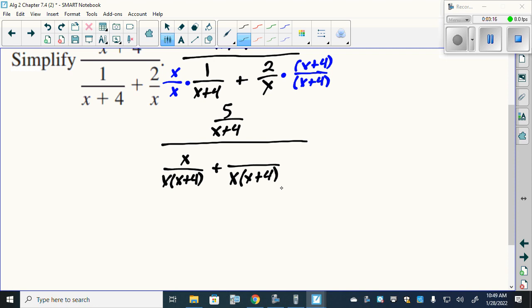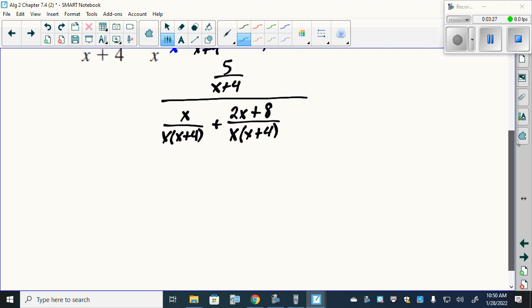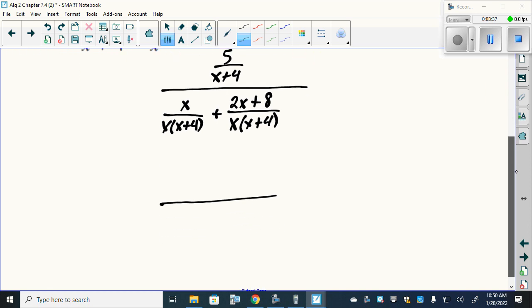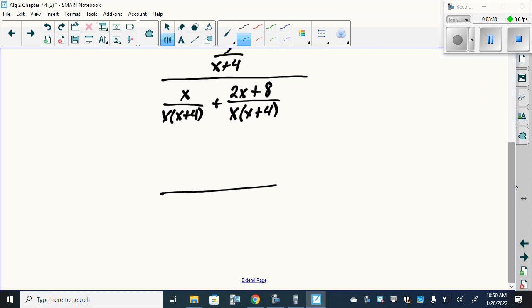Now for the numerator, we will multiply through. 2 times x is going to be 2x, and 2 times 4 is 8. Any questions on this so far? Okay. Now the numerator is still 5 over x plus 4.